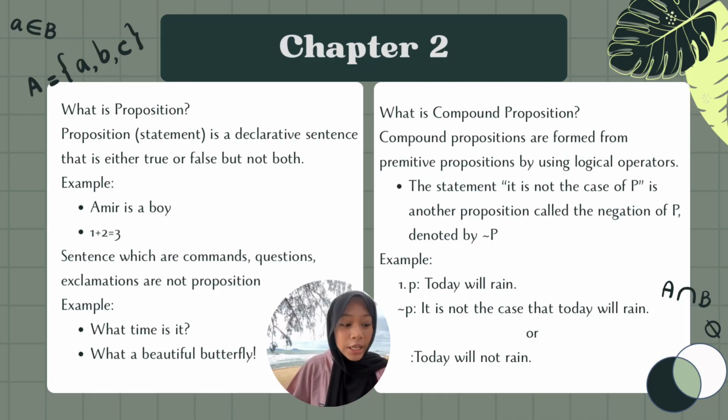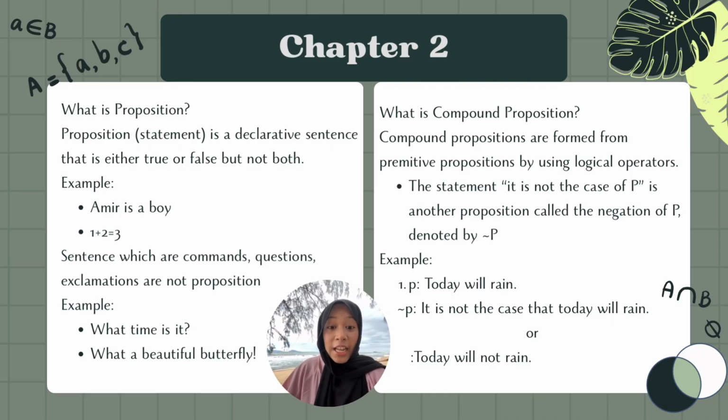What is a proposition? A proposition is a declarative sentence that is either true or false, but not both. For example, Amir is a boy. And the second example is 1 plus 2 is 3.